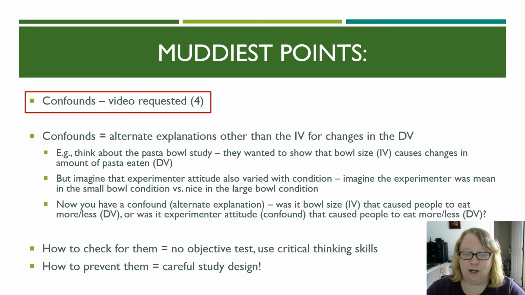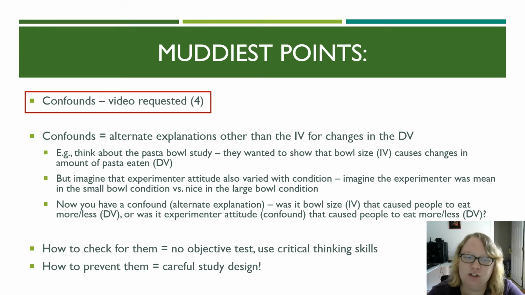All right, next up, let's talk about confounds. So confounds, remember, these are alternate explanations other than the IV for changes in the DV. So remember, in a causal claim, we're trying to claim that the IV is causing changes in the DV. The IV is always the thing that we're manipulating. The DV we're always measuring. Confounds are something that get in the way of that. So confounds are an alternate explanation other than the IV, where the confound could explain changes in the DV, not the IV. And that creates a big problem. That's a huge threat to internal validity.